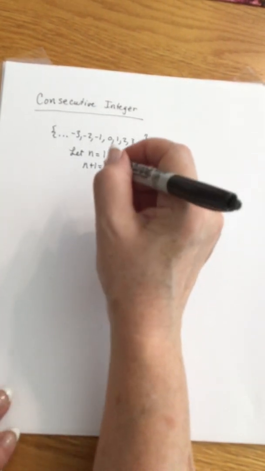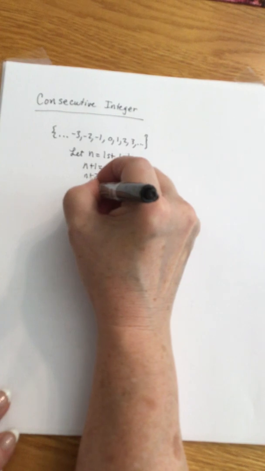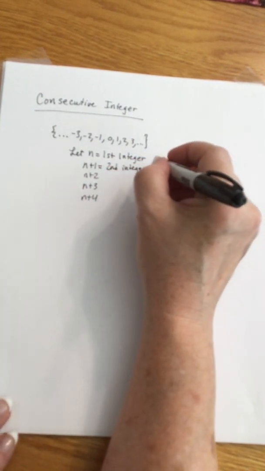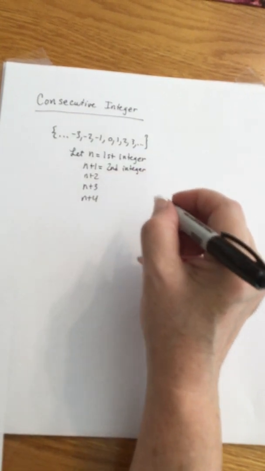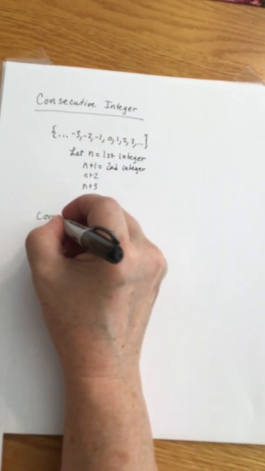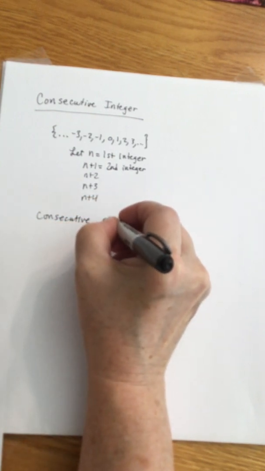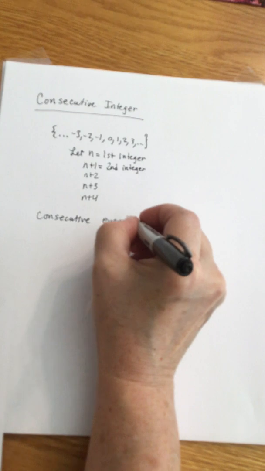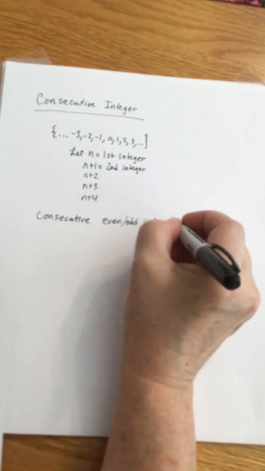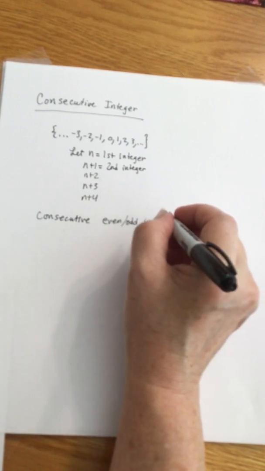All right, so each one adds 1 each time. So n plus 2, n plus 3, n plus 4, and so forth. So this would be what we call consecutive integers. Now, we not only have consecutive integers, but we also have consecutive even or odd integers.